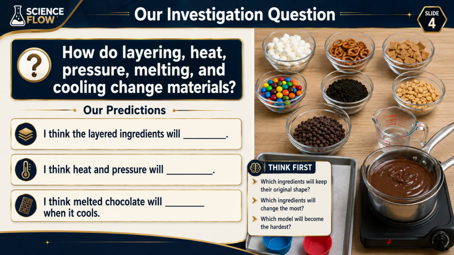Our investigation question is, how do layering, heat, pressure, melting, and cooling change materials? Before we begin, make a prediction. What will happen when we stack and press ingredients? What will happen when we add heat and pressure? And what will happen when melted chocolate cools? Sentence frames. I think the layered ingredients will... I think heat and pressure will... I think melted chocolate will... when it cools.